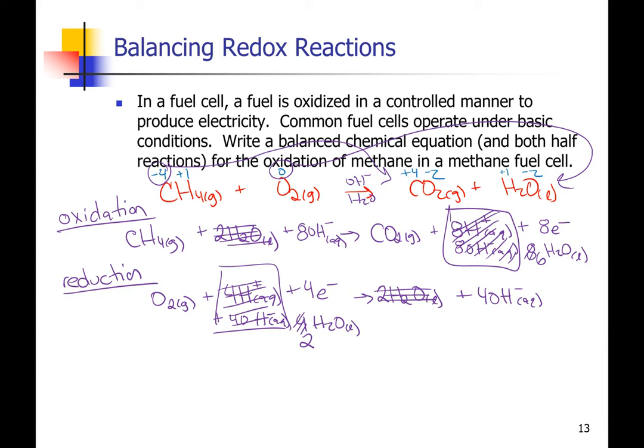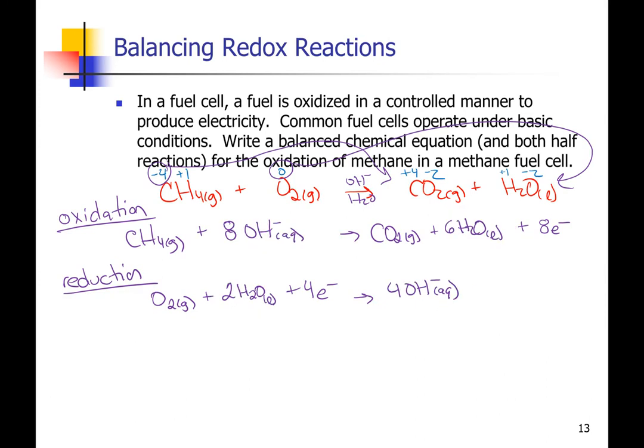I'm now going to go ahead and tidy these up a little bit before we start adding them up. So we can see here that our oxidation half reaction produces 8 electrons. Our reduction half reaction is only consuming 4 electrons as written. So in order for it to fully consume all of the electrons released by the oxidation half reaction, we have to double everything and then add those up.